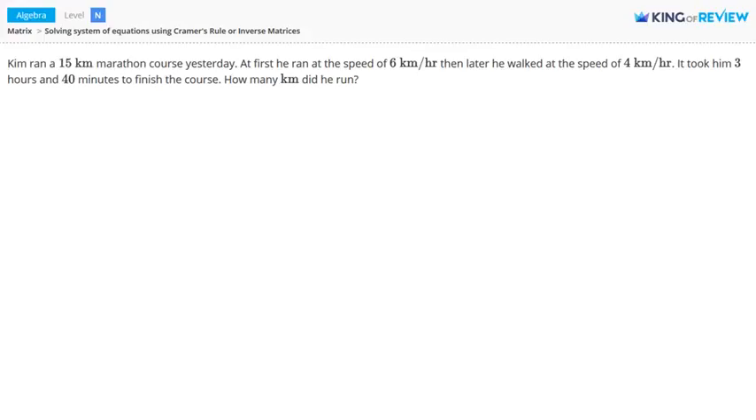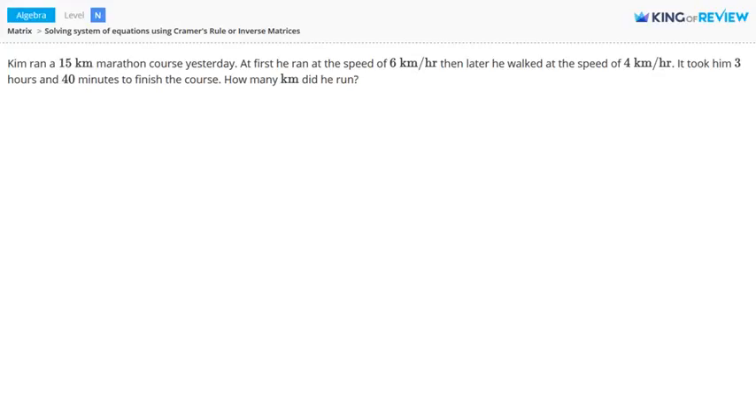Kim ran a 15-kilometer marathon course yesterday. At first, he ran at the speed of 6 kilometers per hour. Then, later, he walked at the speed of 4 kilometers per hour. It took him 3 hours and 40 minutes to finish the course. How many kilometers did he run?